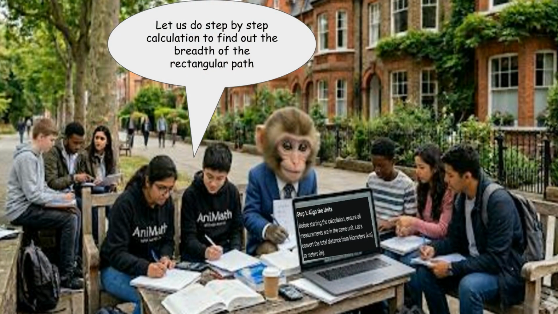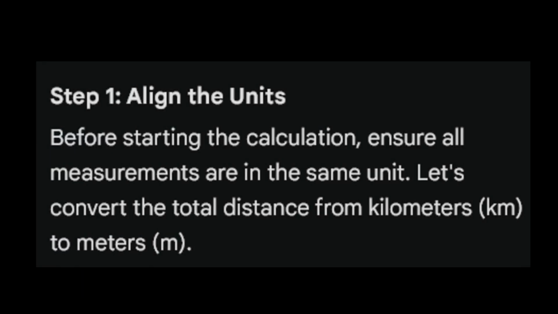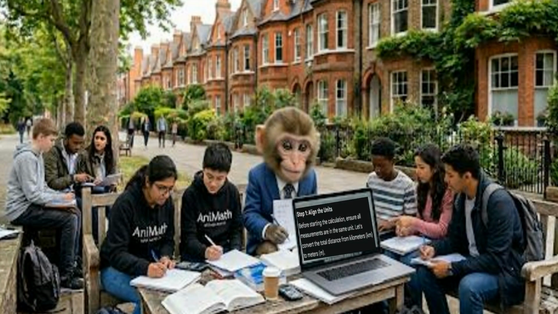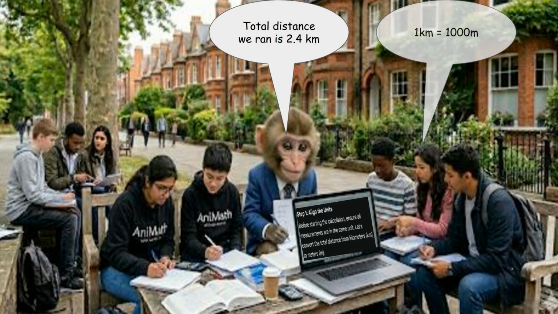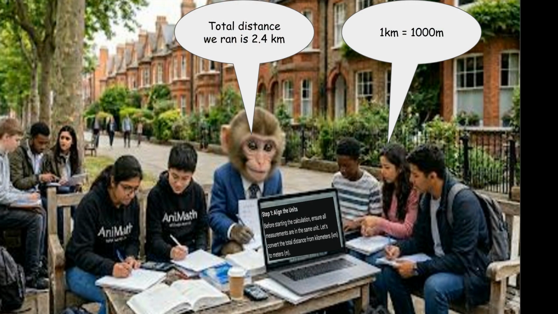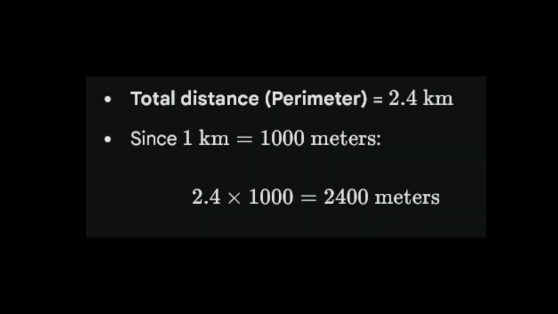Let's perform a step-by-step calculation to determine the breadth of the rectangular path. Step 1 is to align the units. Before starting the calculation, ensure all measurements are in the same unit. We will convert the total distance from kilometers (km) to meters (m). We know the total distance is 2.4 kilometers and that 1 kilometer equals 1,000 meters. The total distance, which is the perimeter, is 2.4 kilometers. Since 1 kilometer is 1,000 meters, we multiply 2.4 by 1,000 to get 2,400 meters.